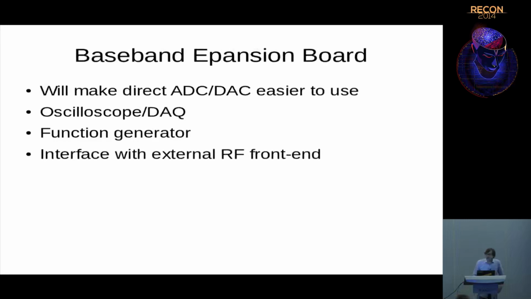I'm working on a little baseband expansion board that will make these things easier to use. So you could use HackRF as an oscilloscope just by taking off-the-shelf oscilloscope probes and plugging them into a BNC connector, and then using it as a regular oscilloscope. It would just take care of some of those limitations for you. Or you could interface HackRF with an external front end.